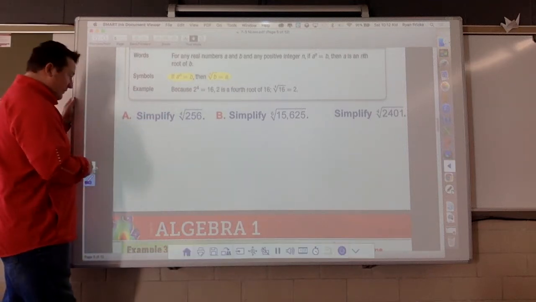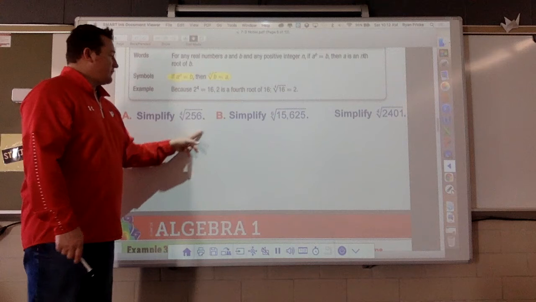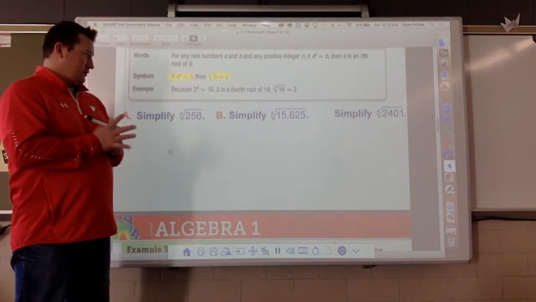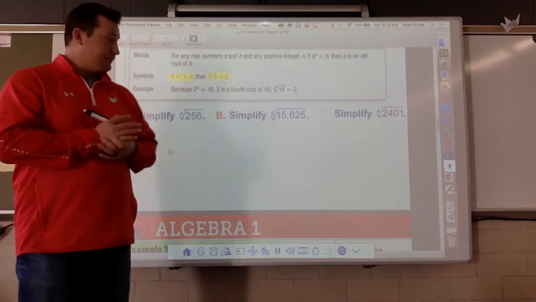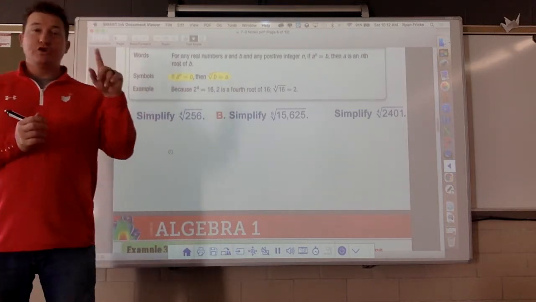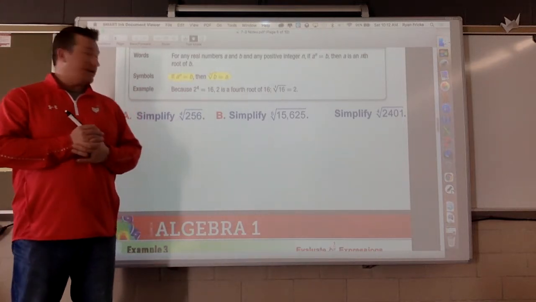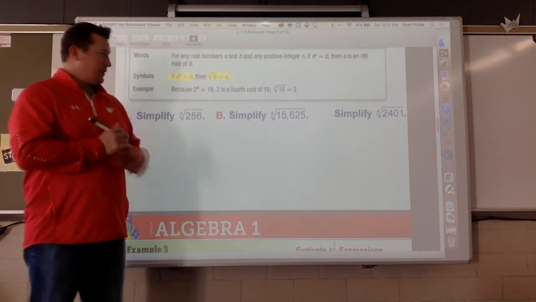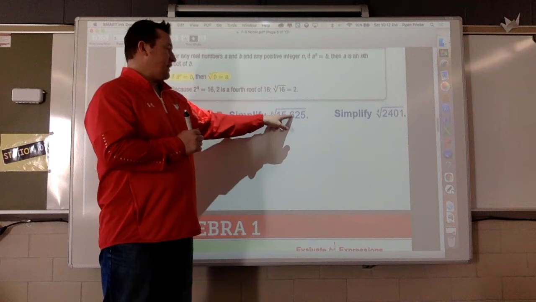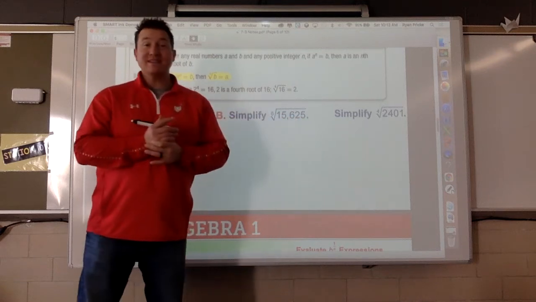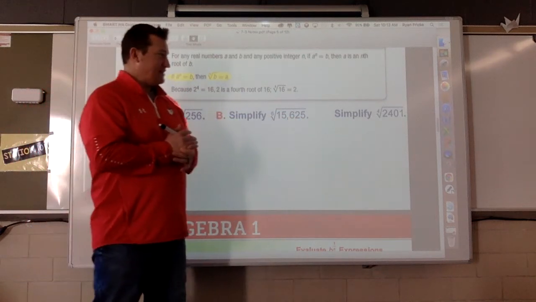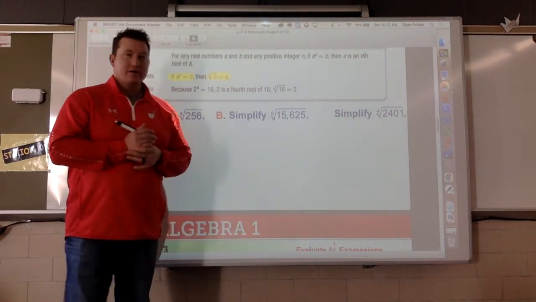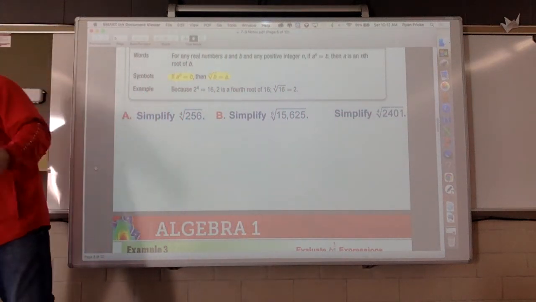All right, so if I want the fourth root of 256, if we were writing this in exponential form, 256 to the what power? 1/4 power. Yep. Same thing here. This will be 15,625 to the 1/6 power. Fancy. This would be 2,401 to the 1/4 power. Now, what are these numbers?